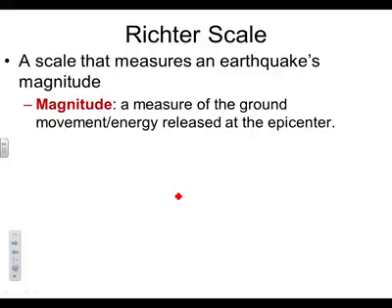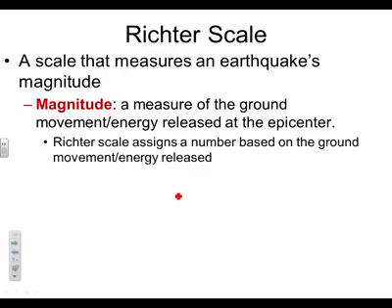So the Richter scale is a scale that measures an earthquake's magnitude. Well, what's magnitude? Magnitude is a measure of the ground movement and energy released at the epicenter. Basically, ground movement and energy released are all tied together. The more energy released, the more ground movement there would be. The Richter scale assigns a number based on the ground movement or energy released, and we're going to be seeing those numbers coming up.